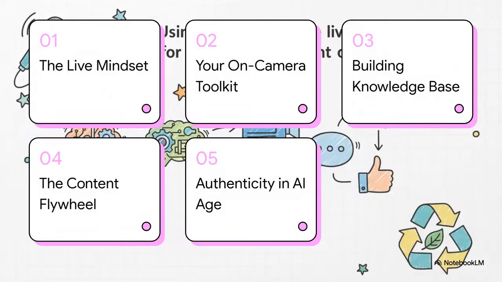So here's the game plan. We're going to walk through this in 5 clear stages. First, we'll get into the right mindset. Then we'll look at the practical tools you need. After that comes the really cool part, the AI engine that powers the whole system. Then we'll watch the flywheel spin. And finally, we're going to tackle the big question on every creator's mind. In this new age of AI, what does it actually mean to be human?